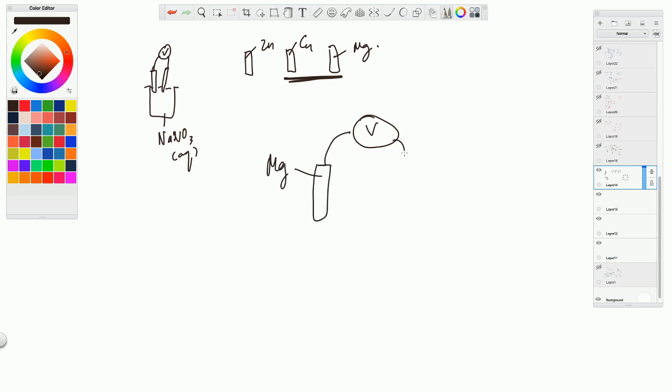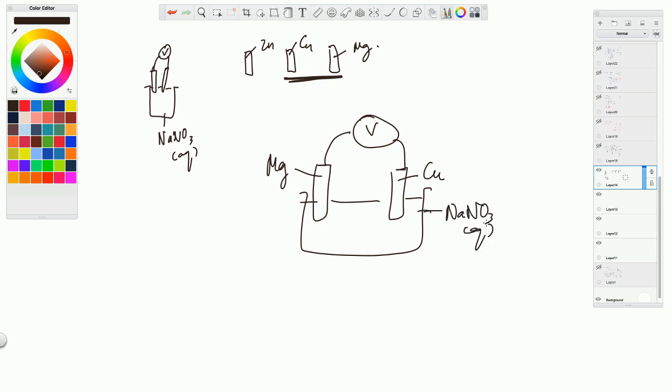Magnesium. Cuprum. Aqueous natrium nitrat. Okay. Label cantik-cantik lah. Kepingan, voltmeter, beaker, all that. Okay? Alright. That's it. Can I have the next question?